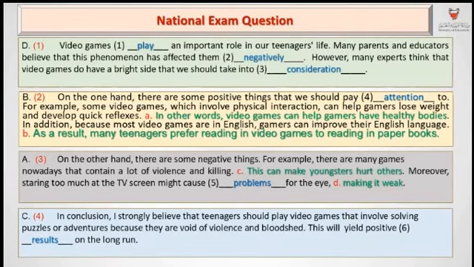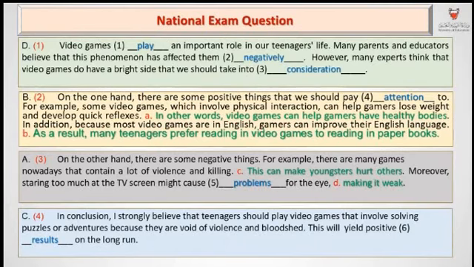B, as a result, so we are talking about English being one of the benefits of playing video games, because most video games are in English, so you are likely to improve your English because you are exposed to a lot of reading when you play video games. Hopefully, I mean, I know some teenagers, they just skip, they don't read, but it's really good to read in video games. That will help you improve your language. So as a result, many teenagers prefer reading in video games to reading in paper books. Yeah? So that's one of the trends that we have these days.